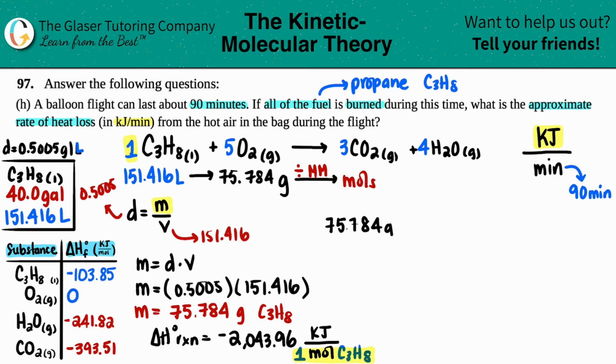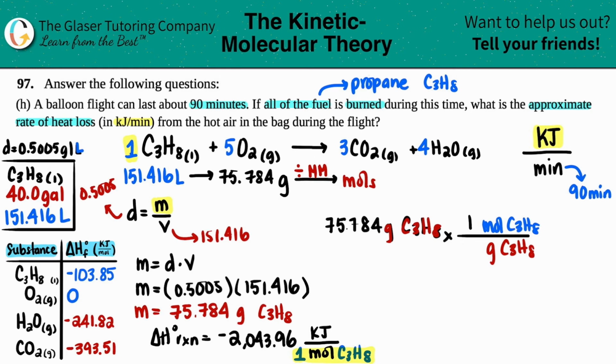75.784 grams of, in this case, the propane, that's the fuel, times that ratio. Since you don't want the grams of C3H8, that goes on the opposite side. So grams of C3H8 go on the bottom, and then the mole of C3H8 goes on the top. Remember, periodic table, 1 mole equals the molar mass. So in essence, all you're doing is just dividing by it. So let's just figure out what that is.